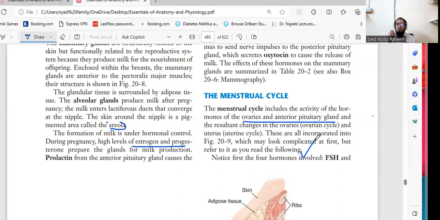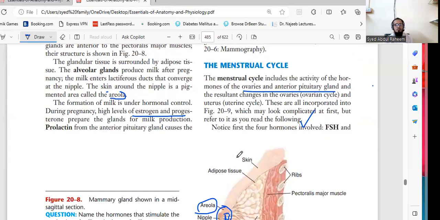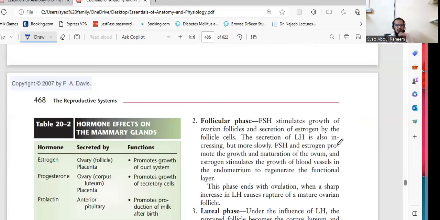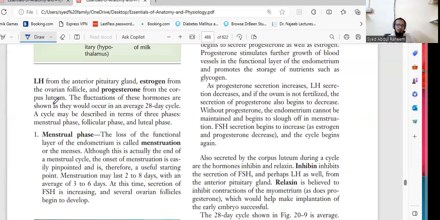So basically, we need two organs for this cycle. One is the anterior pituitary gland, and the second one is the ovaries. Both are very important for the female. First, let's start. Four hormones are involved: FSH and LH from the anterior pituitary gland, estrogen from the ovarian follicle, and progesterone from the corpus luteum. So we have the four hormones: FSH, LH, estrogen, progesterone.